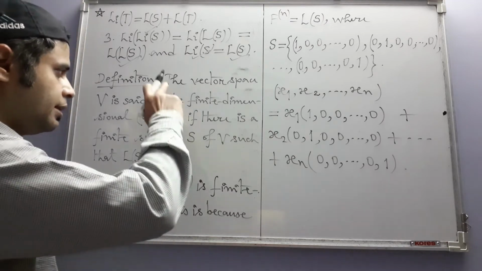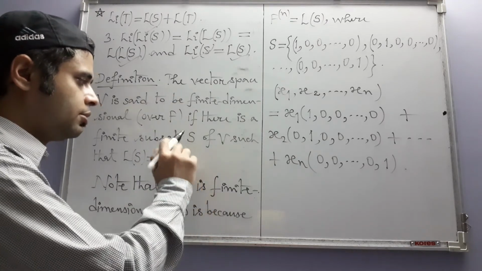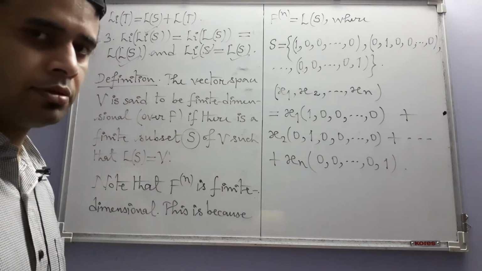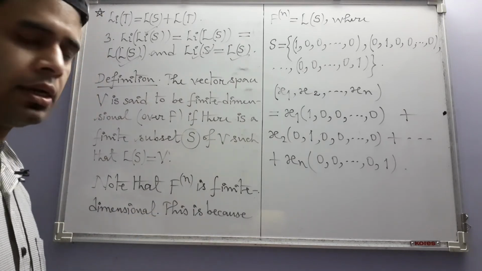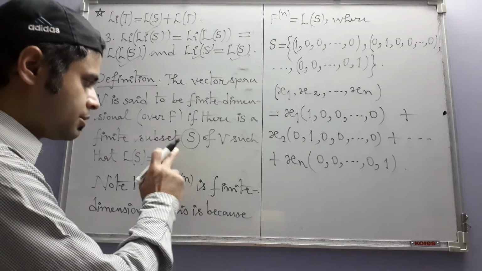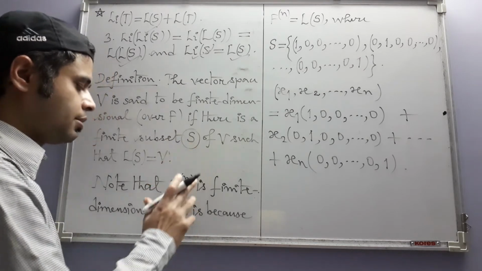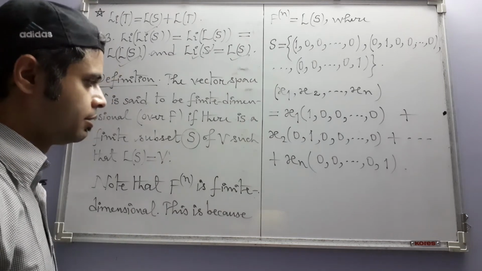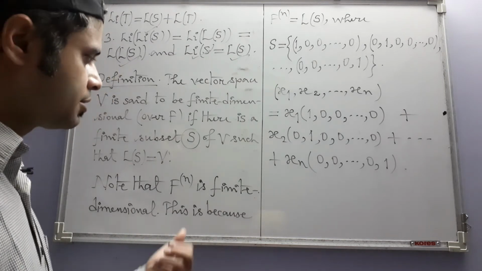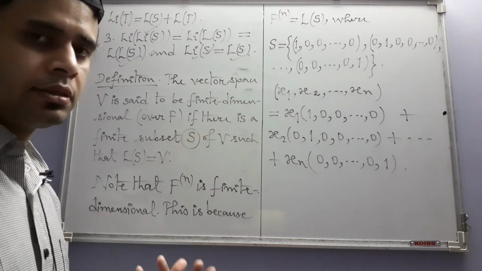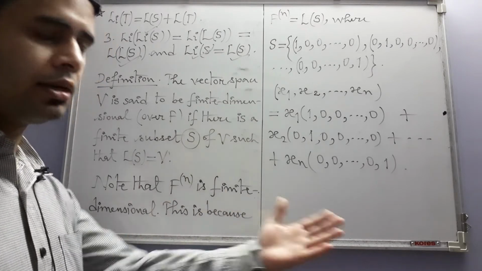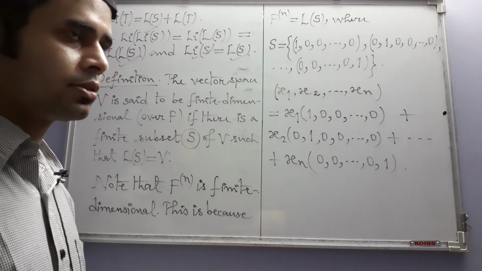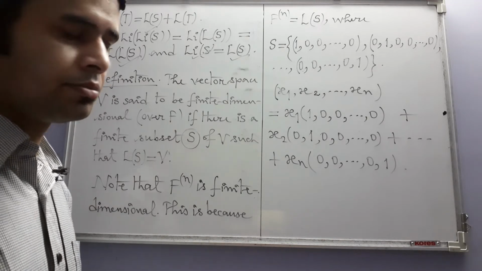Note that the definition requires you to find at least one S. You find one S, that's enough. You don't have to look for any other S or anything. Once you find a finite S, then that tells you that the vector space is finite dimensional. But sometimes it happens that no finite S is sufficient to span the entire space. Then it becomes not finite dimensional, or infinite dimensional.